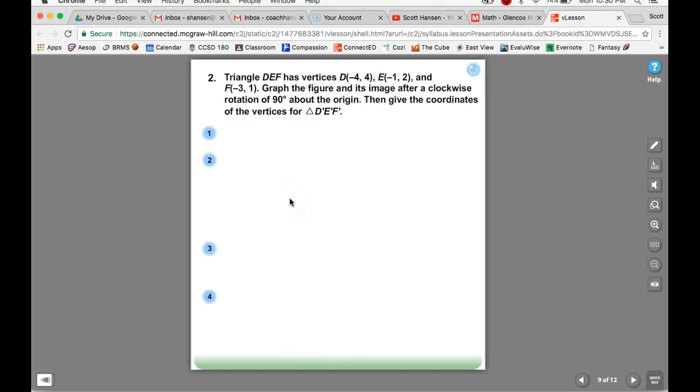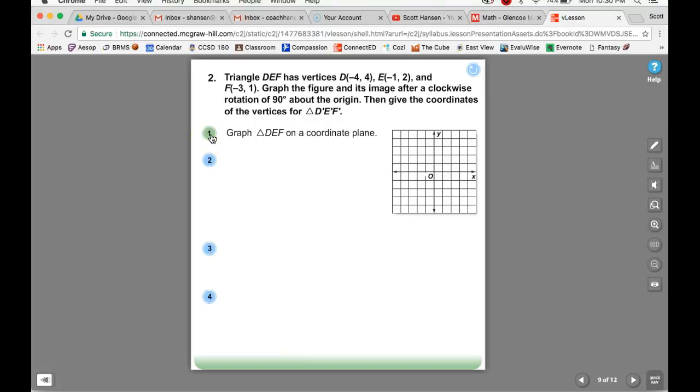This is example 2. Triangle DEF has these vertices. Graph the figure and its image after a clockwise rotation of 90 degrees about the origin. Okay, about the origin. Then give the coordinates of the new figure. So, how does that work? Well, first we're going to graph the original triangle. And it looks like that, DEF.